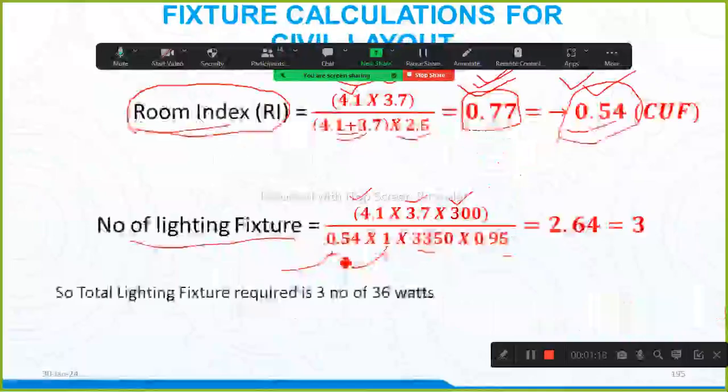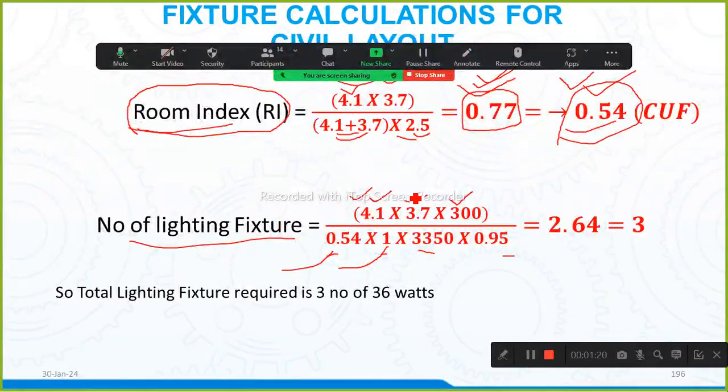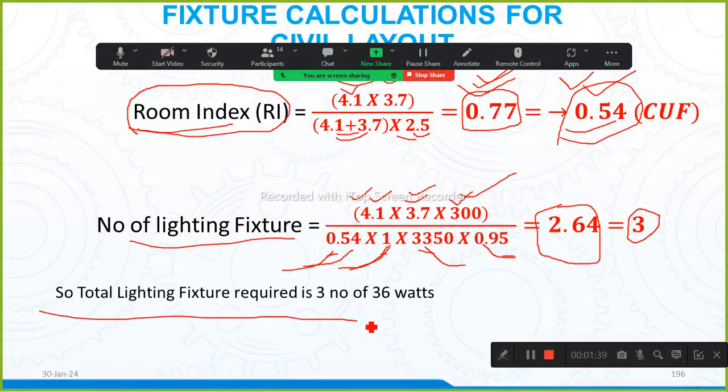So now substituting all this: length into width into lux level divided by CUF, which is 0.54, fixture type is one, the lumen output is 3350, the maintenance factor is 95%. Considering all this, I got the total number of lights as 2.64. That is, we have taken the number of lights as 3. So the total number of 36 watt lighting fixtures required in this room is 3. Am I clear? Any questions?